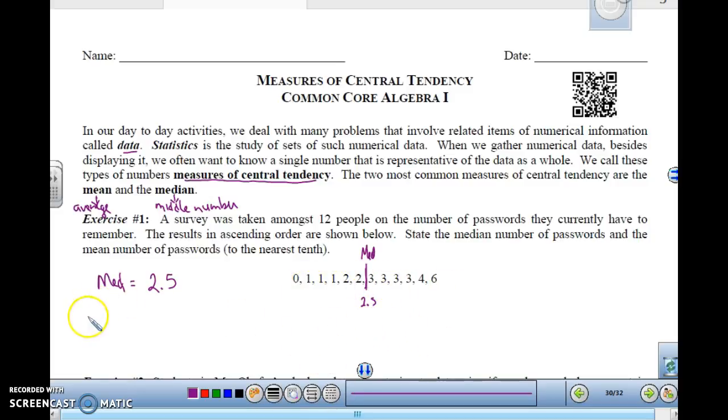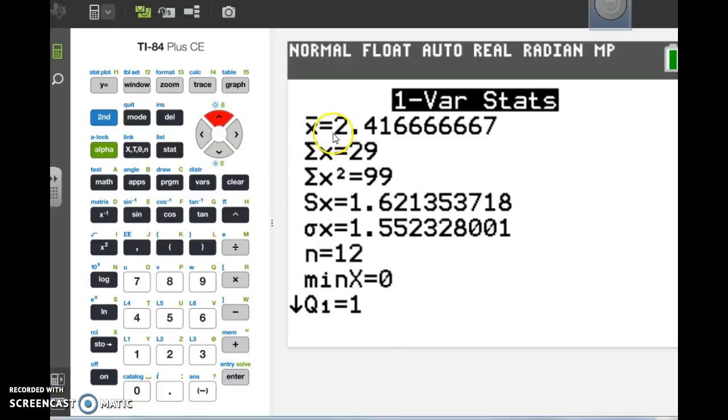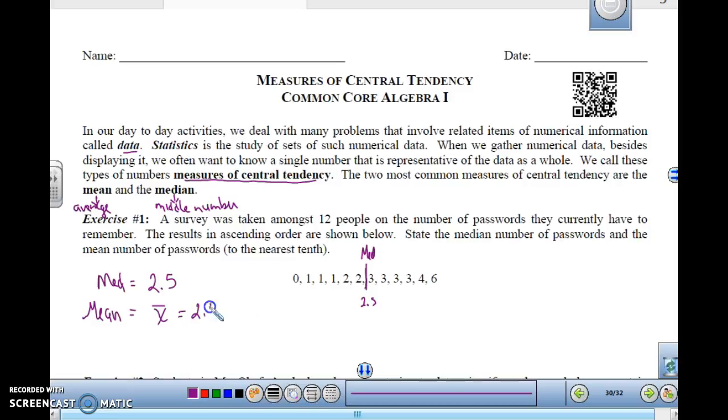Now the mean or the average is the symbol x bar. That's the mean. So if we look at our calculator, the very first value on here is x bar. It said rounded to the nearest 10th, so your mean is going to be approximately 2.4. Notice the mean and the median are pretty close. That means that the data is pretty evenly spread around the middle. If you look at your numbers here, they're pretty close together. So that works out pretty well. So mean is x bar, which is the average. Median is the middle number.